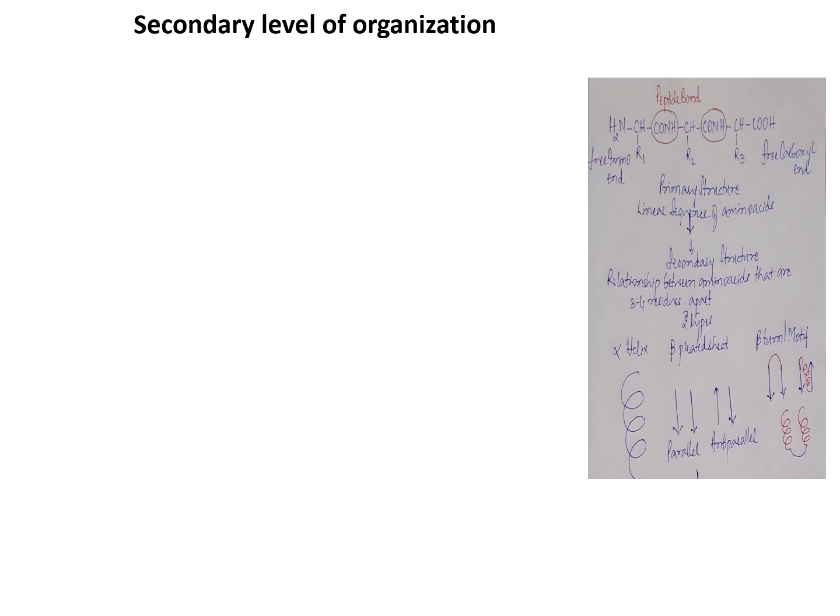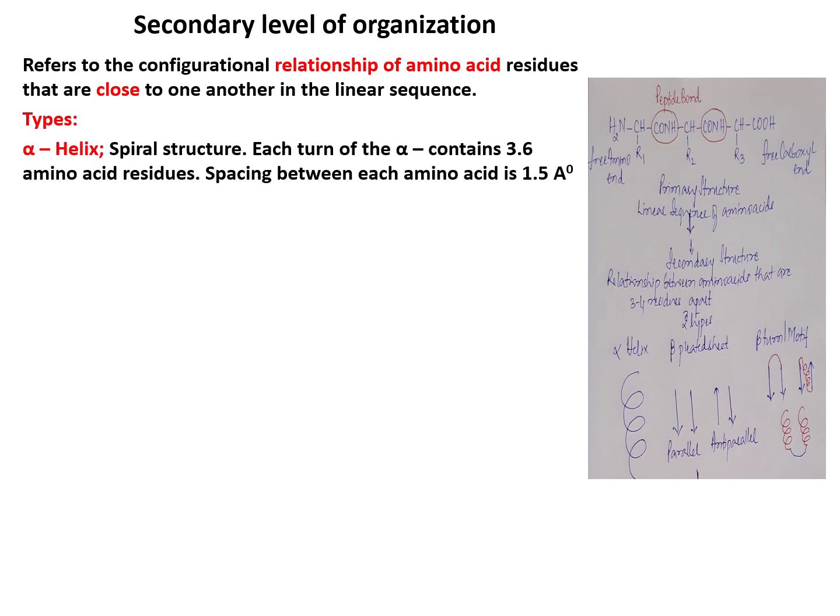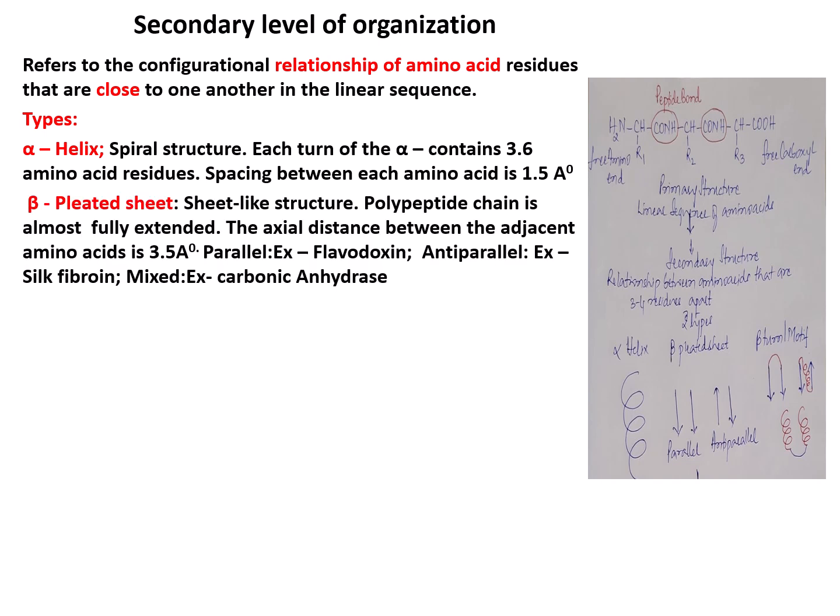Coming to the secondary level of organization of proteins, this refers to the relationship of amino acids that are 3 to 4 residues apart in the linear sequence. Types include the alpha helix, which represents a spiral structure. Each turn of the alpha helix contains 3.6 amino acid residues, and the spacing between each amino acid is around 1.5 angstrom.